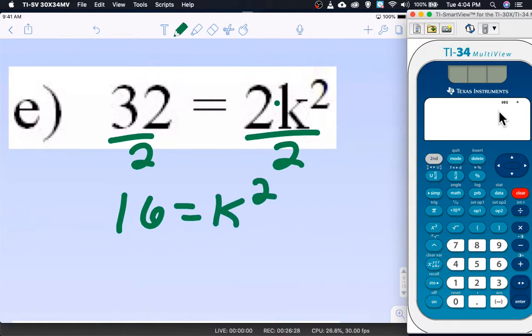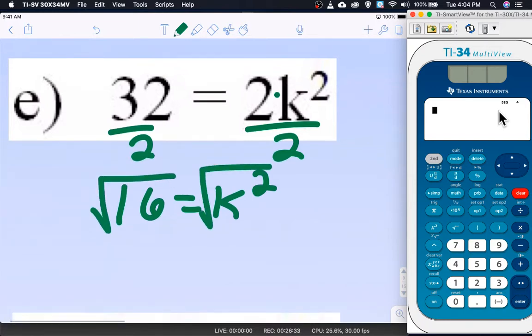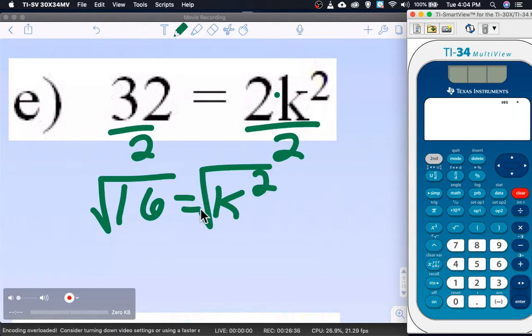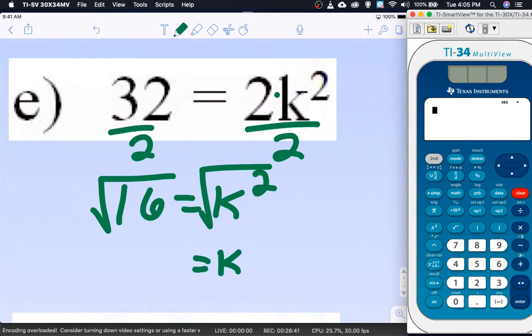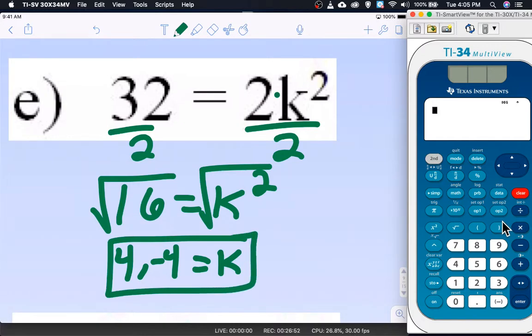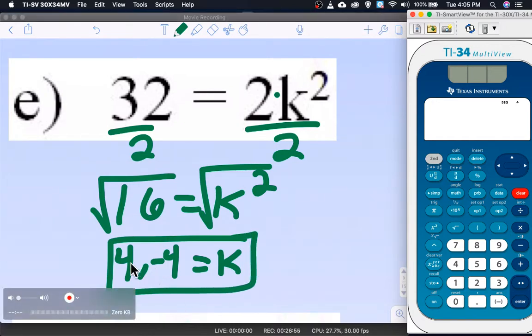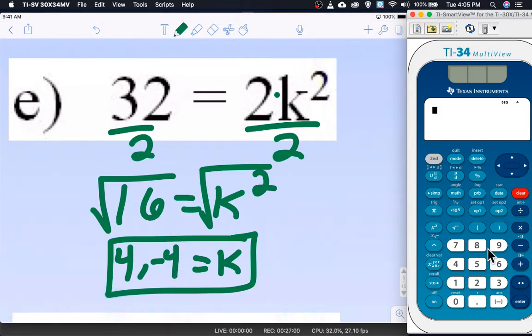And now we can square root. So now if I square root both sides, my square and my square root cancel each other out. They're opposites. I get just k equals. When I square root 16, I get 4 and negative 4. Square roots give you two answers. 4 times 4 is 16. Negative 4 times negative 4 is 16. And that's it. That problem's done.